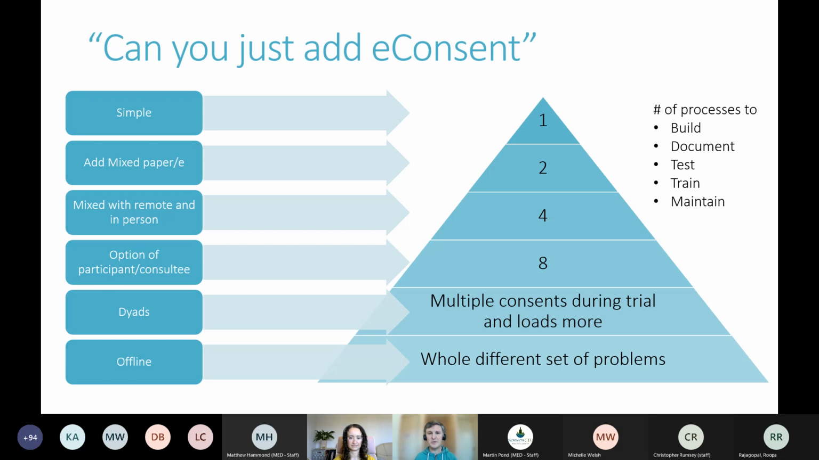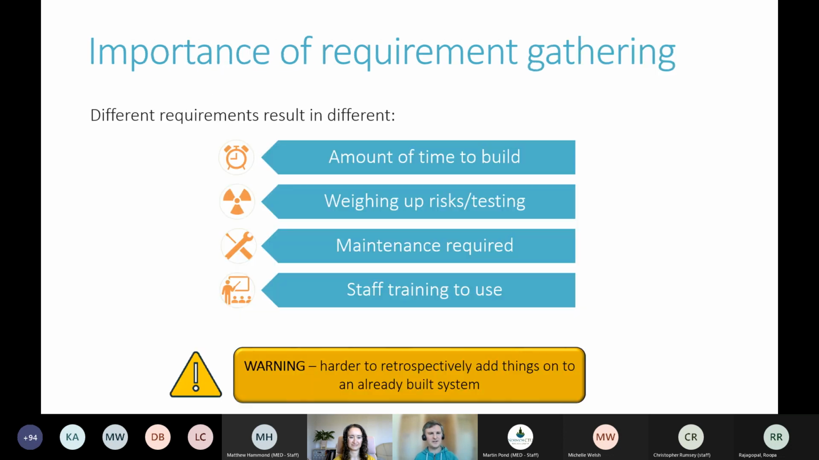So we're really not trying to put you off, but it is just really worth knowing about all this stuff at the outset, and to get those requirements nailed down as early as possible, because they all have an impact on the amount of time to build, the risks and testing required, the maintenance required, and staff training. And just a warning that it's generally easier to build things in at the start rather than try and add them on after you've got something, certainly after you've got something up and live and being used. If you can get things in as early as possible, that's ideal.